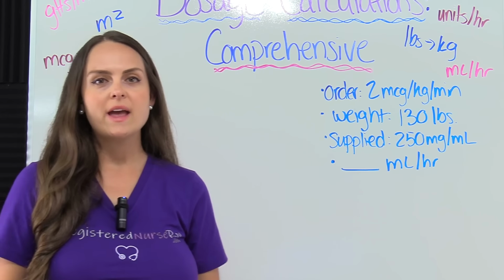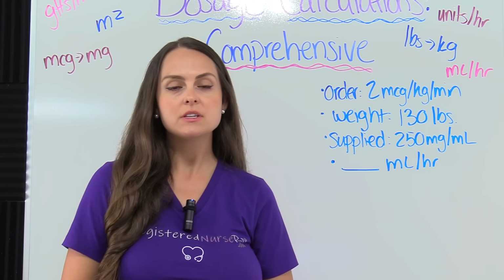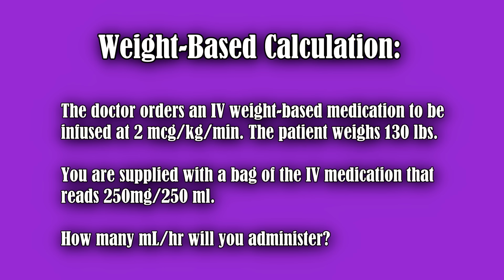Now we're going to solve a weight-based calculation. So this problem says the doctor orders an IV weight-based medication to infuse at 2 micrograms per kilogram per minute. The patient weighs 130 pounds. You are supplied with a bag of the IV medication that reads 250 milligrams per 250 mLs. How many milliliters per hour will you administer?